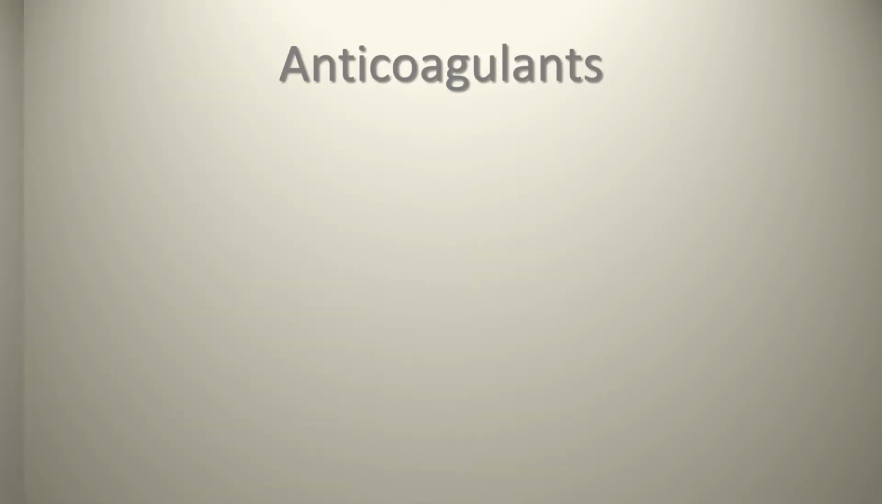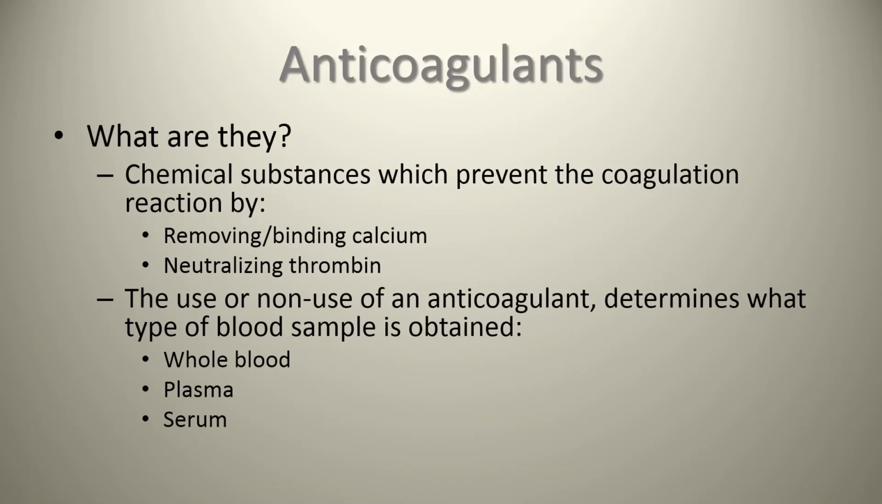So what are anticoagulants? Basically, anticoagulants are chemical substances which prevent the coagulation reaction by removing or binding calcium or neutralizing thrombin. The use or non-use of an anticoagulant determines the type of blood sample which is obtained, in the form of either whole blood, plasma, or serum.